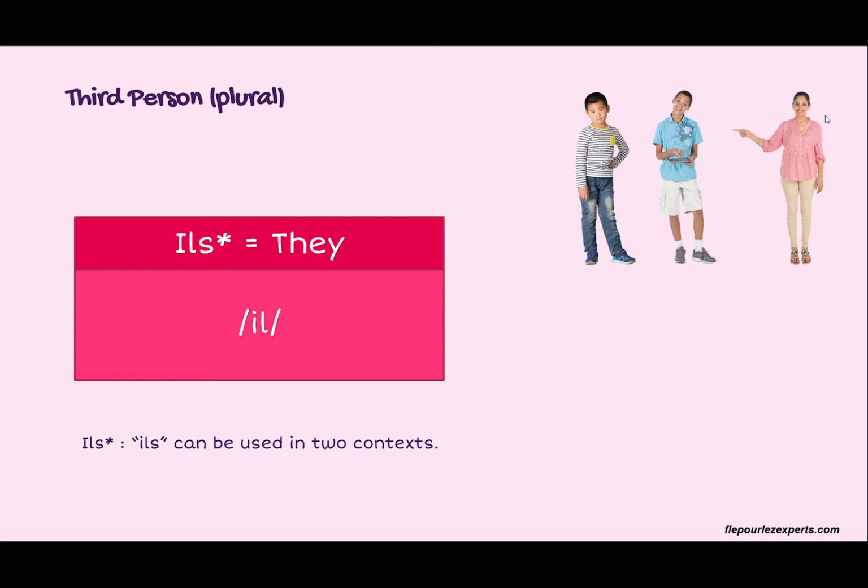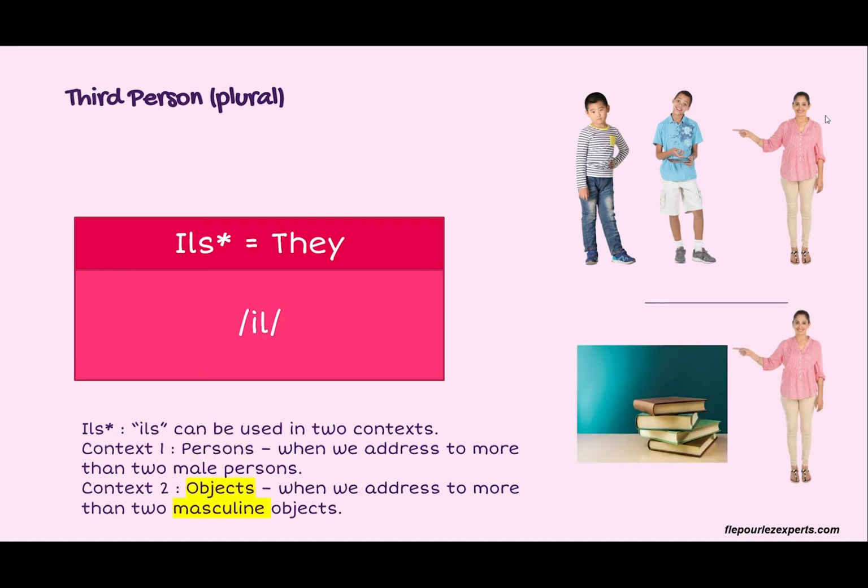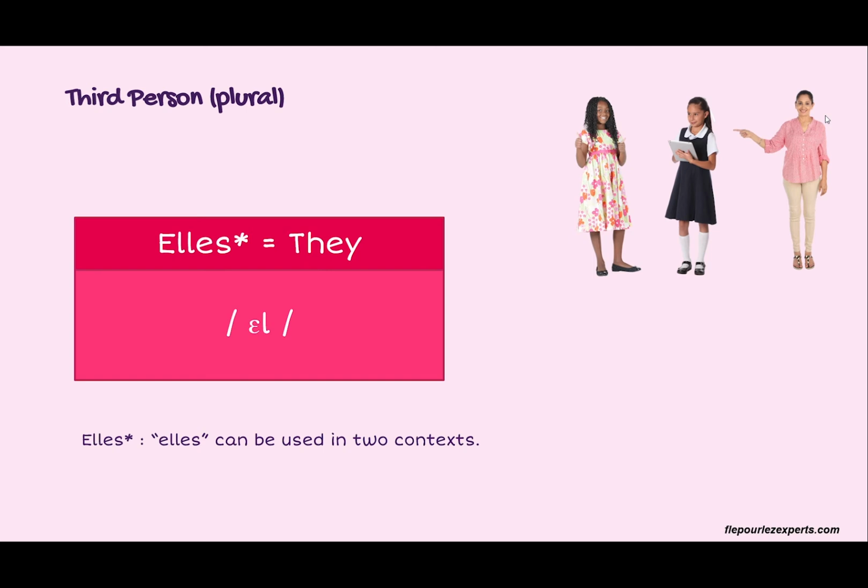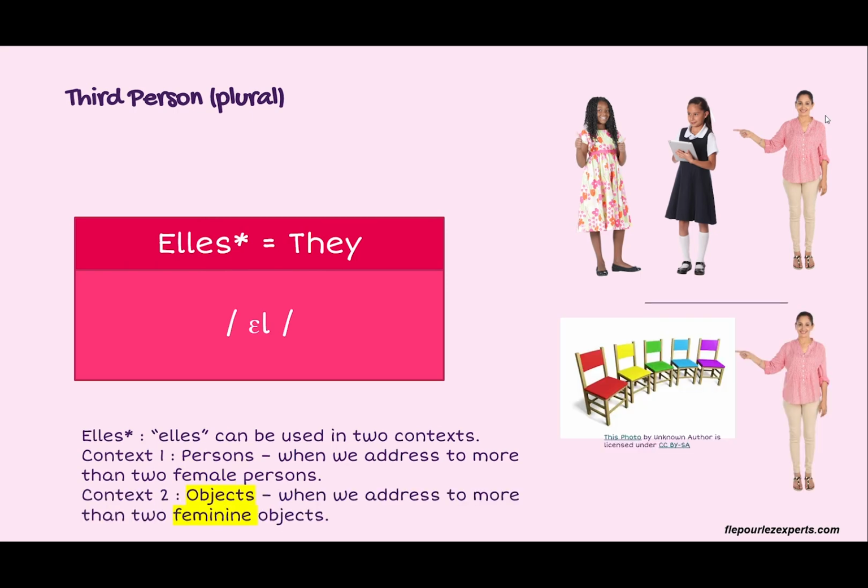Third person plural is ils. Ils can be used in two contexts. Context 1, persons, when we address more than two male persons. Context 2, objects, when we address more than two masculine objects. Third person plural is also elles, they. Elles can be used in two contexts again. Persons when we address more than two female persons. Objects when we address more than two feminine objects.